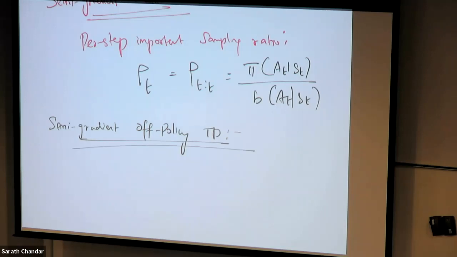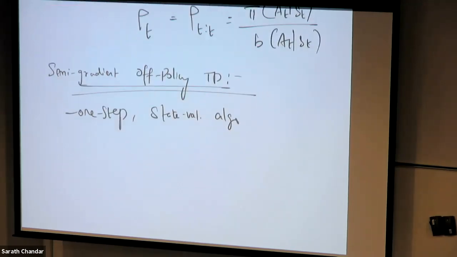Okay, and I'm going to do a one-step state value algorithm. Now the update for this algorithm is going to look something like this. So w_{t+1} is equal to w_t plus alpha times the target, right?